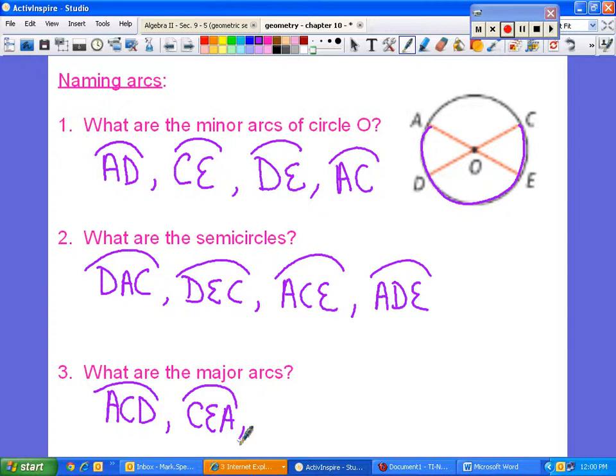It's unnecessary, that's why we don't do it. So now if we start at point E, what's a major arc starting from point E? EDC. And then finally, we start at D. DAE is correct.